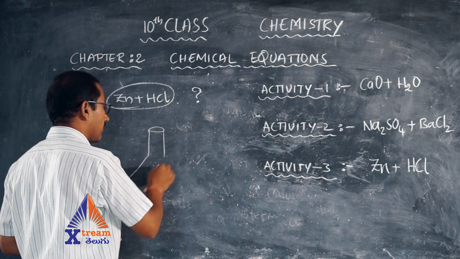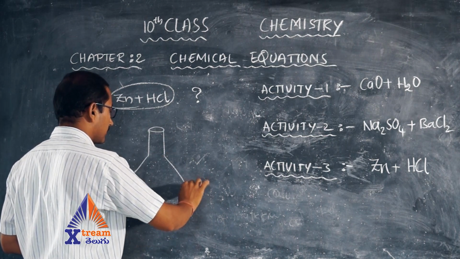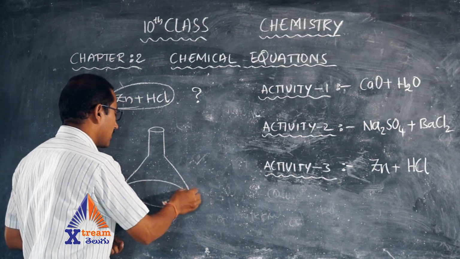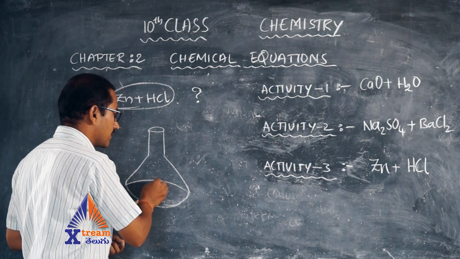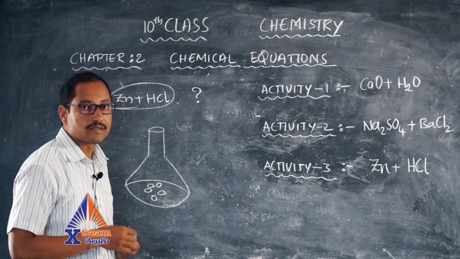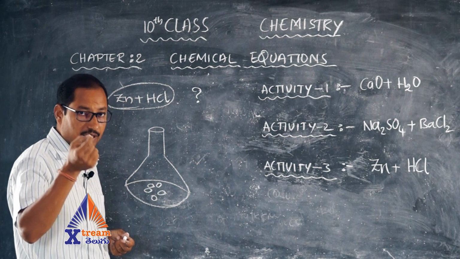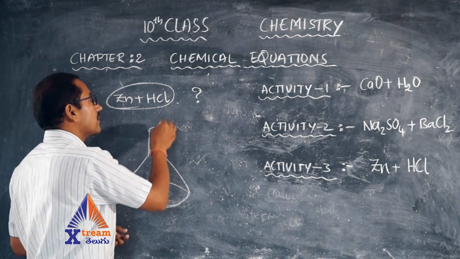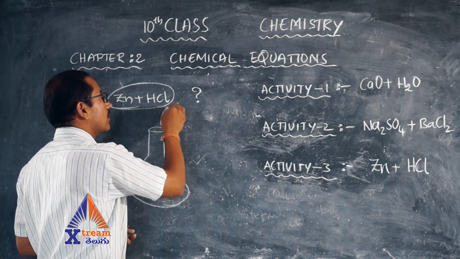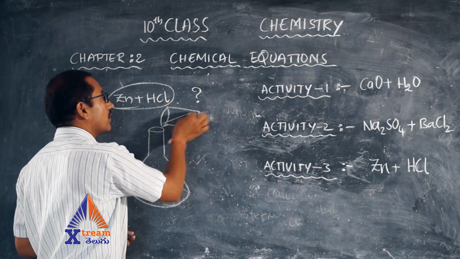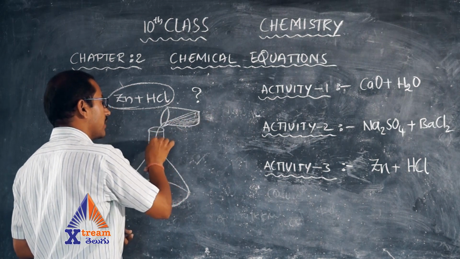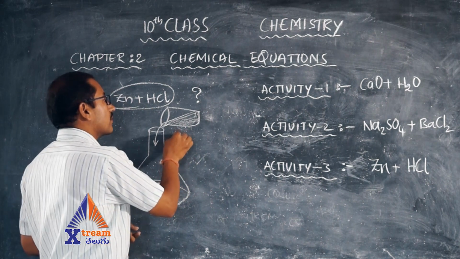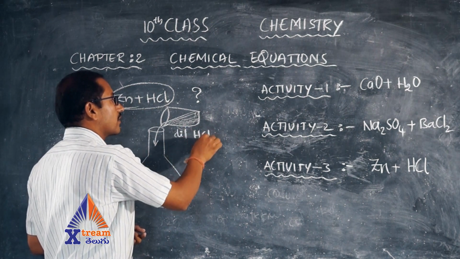Take a conical flask. In this conical flask, add some zinc particles, zinc granules. Take some zinc granules and drop them into the conical flask, and take some dilute hydrochloric acid and pour it into the flask. This is dilute HCl, hydrochloric acid.